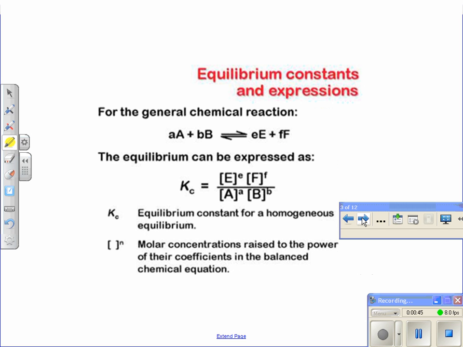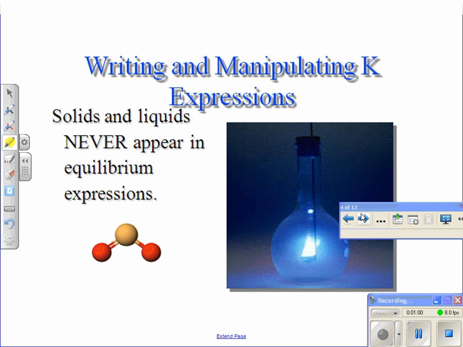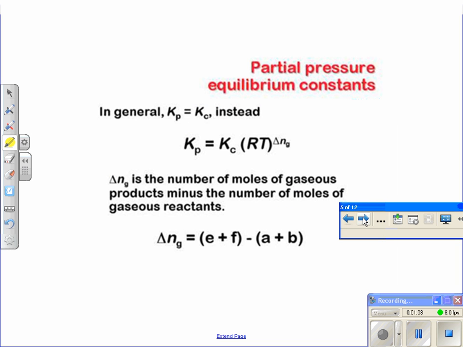How do you figure out an equilibrium constant? Remember, it's products over reactants. You use the stoichiometric coefficients. They turn into exponents, so like e and little f there become exponents in the top. Products always go on top. Reactants always go on the bottom. Remember never to include, nunca, little Spanish there, never include solids and liquids in your equilibrium expression. So you want to keep those out of the expression.